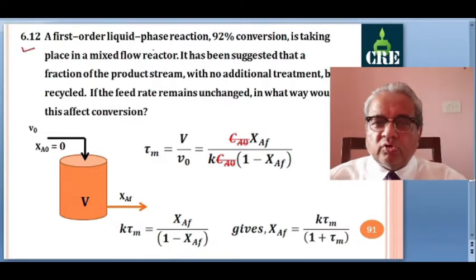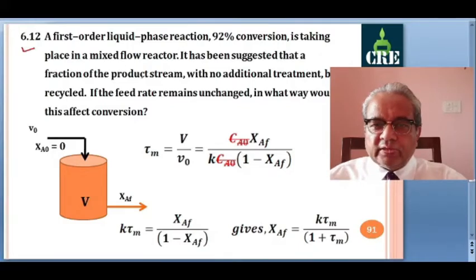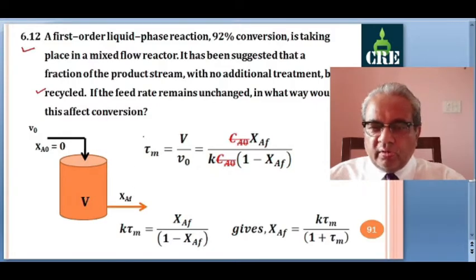Six point 12. A first order liquid phase reaction, 92% conversion is taking place in a mixed flow reactor. It has been suggested that a fraction of the product stream with no additional treatment be recycled. If the feed rate remains unchanged, in what way would this affect the conversion? Okay, feed rate remains unchanged. So V0, XA0 is 0, XA final is some value, volume is V.